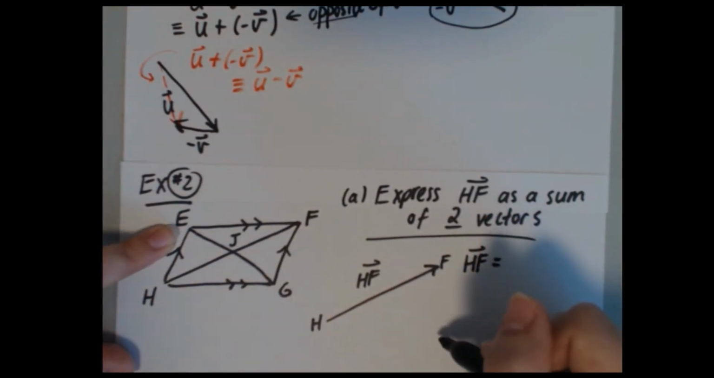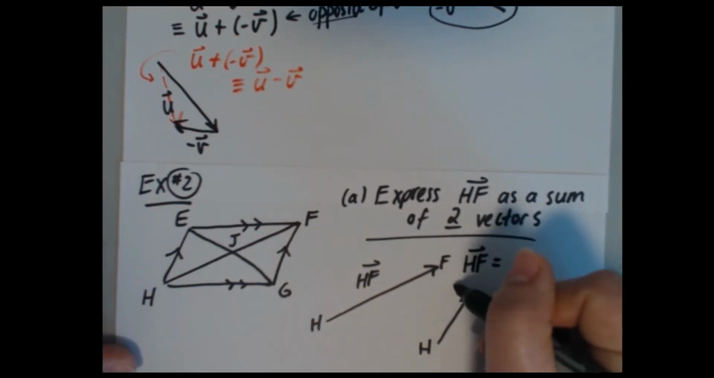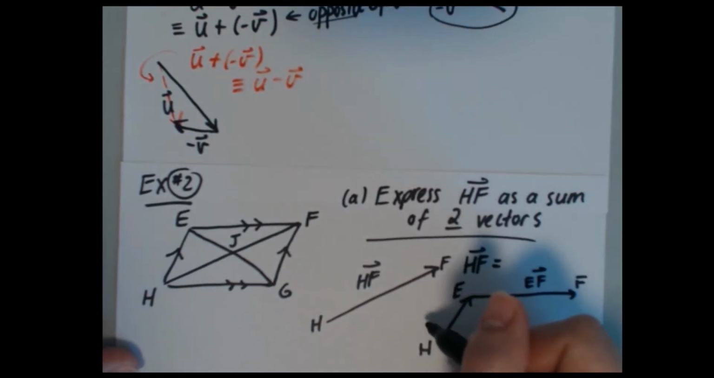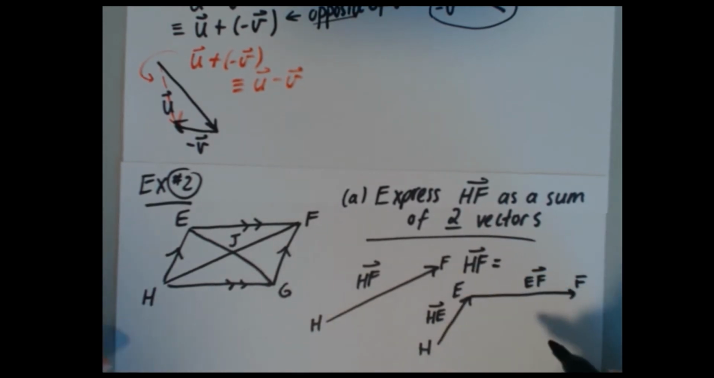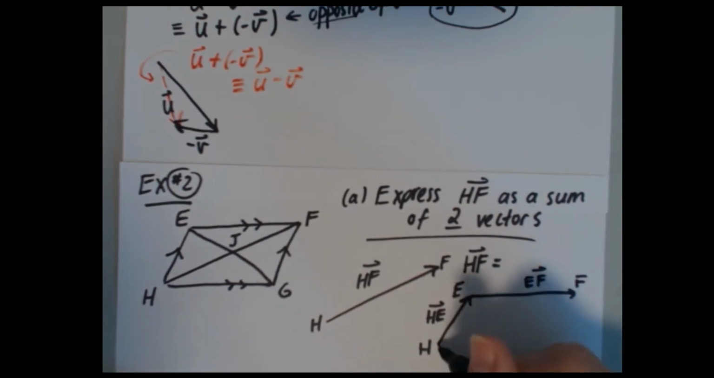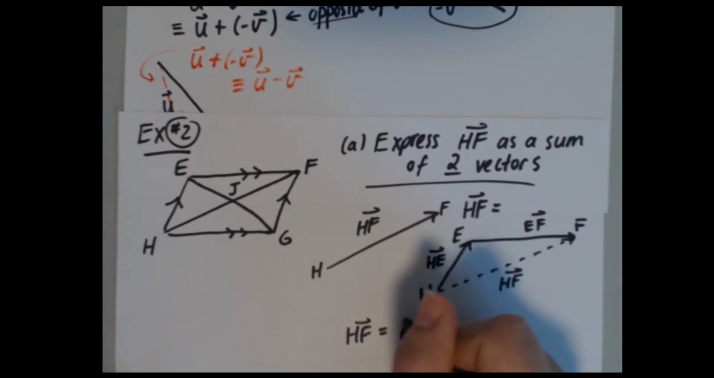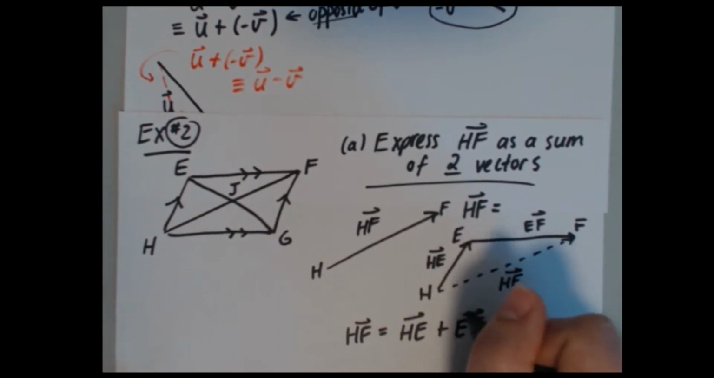If I have HE and I add on to that EF, so here's EF, and this one here is HE. When I add those two vectors tip to tail, from the tail of the first vector to the tip of the final vector is my sum. That's going to be HF, and that is exactly what I'm looking for. So HE plus EF, that's HF. That is one possible answer. So HF is equal to HE plus EF.